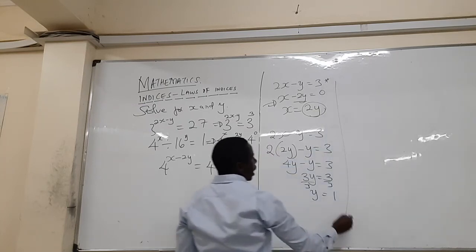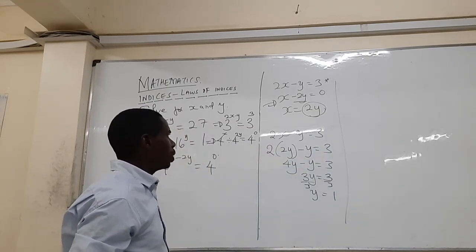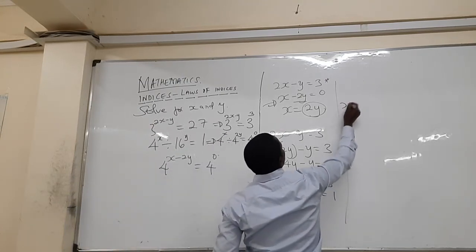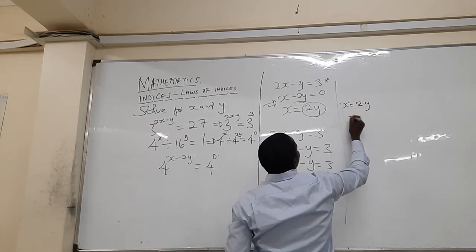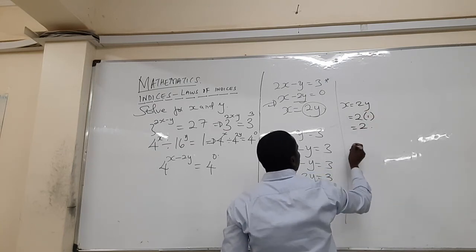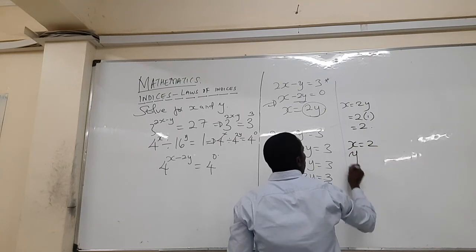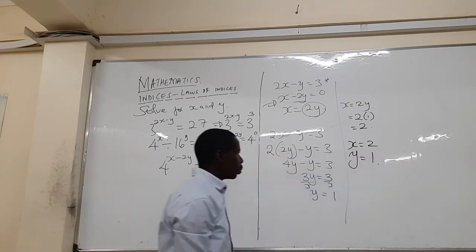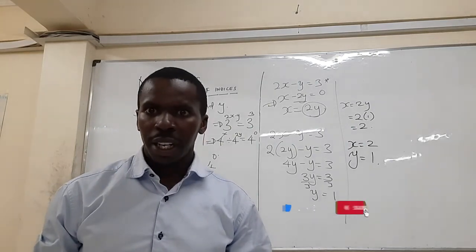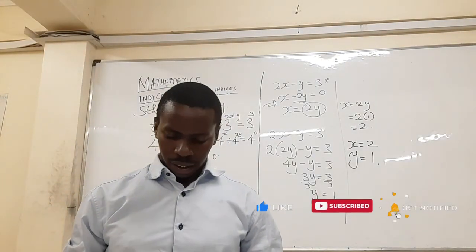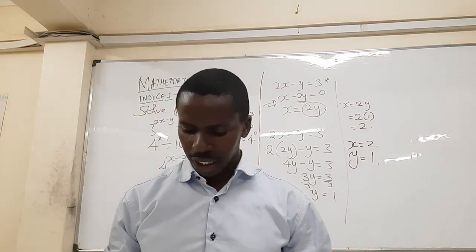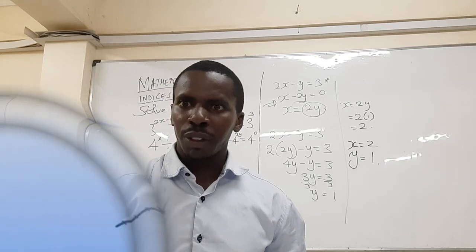Then you need to get the value of x. We have said x is equal to 2y, and 2 times y, which is 1, is equal to 2. So my value of x is 2 and y is equal to 1. That's how we can form and solve this kind of simultaneous equation using the knowledge of indices. Otherwise, thank you very much for your time.